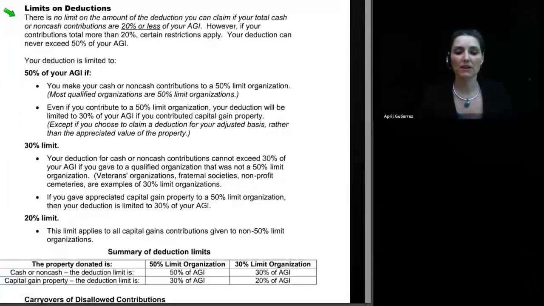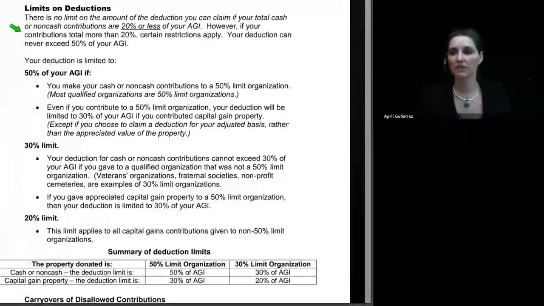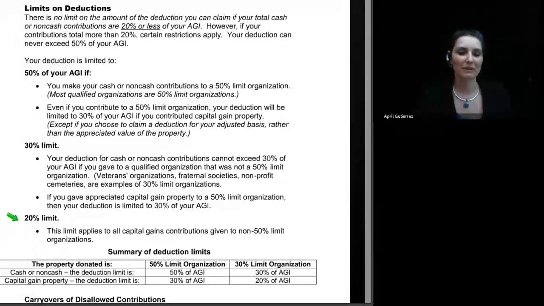Most people make contributions to charities that are 50% organizations, but some people make contributions to charities which are referred to as 30% organizations. So what is the difference between a 30% organization and a 50% organization, and where the heck did 20% come from in that equation? So we're going to learn a little bit about that.